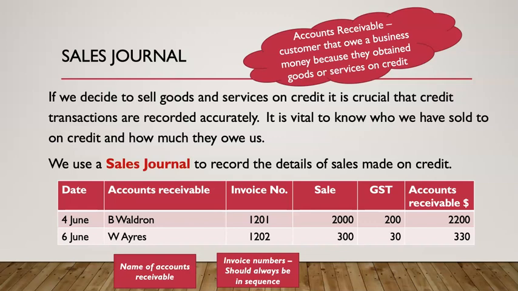And if you have missed one, or you're recording ones that don't look like they're in the sequence, you probably made a mistake. We are then going to write down how much dollar value the sale was, how much GST we've charged, and hence how much they owe us in total in the accounts receivable. The columns sale and GST must always equal the accounts receivable number. And we will do this for every single transaction on credit that was a sale. So you can imagine big businesses will have lots of these.